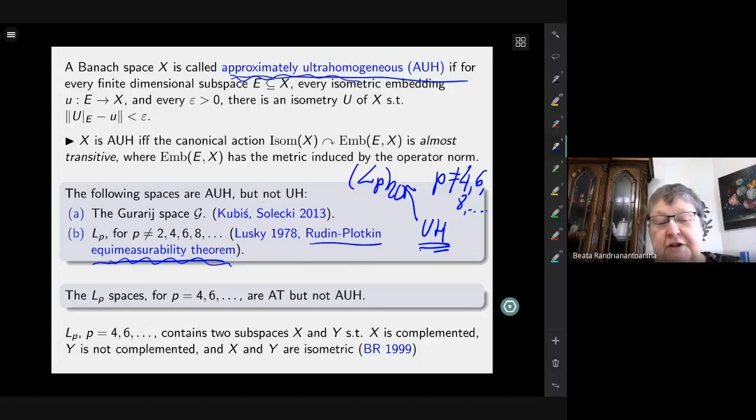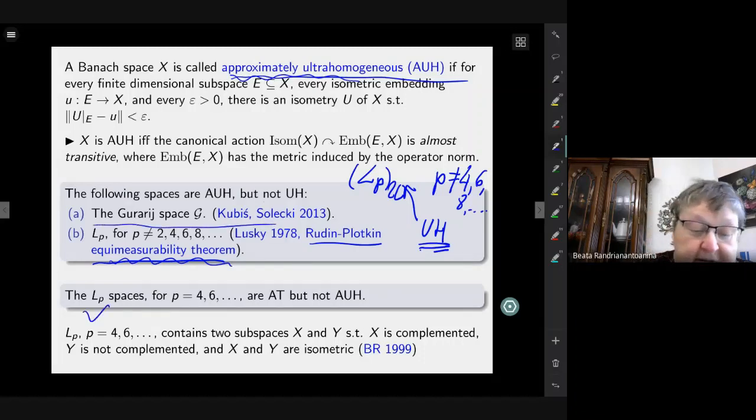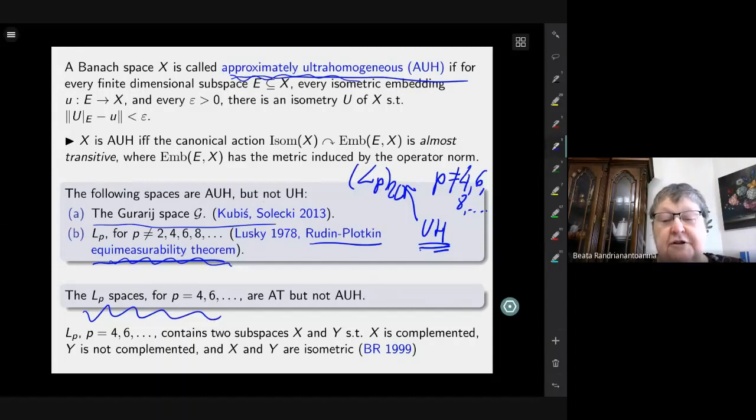We don't know if there are any other spaces, well, apart from Gurari space, where this holds. We know it doesn't hold in LP. For your question, in general, I don't know. It's a very good question.